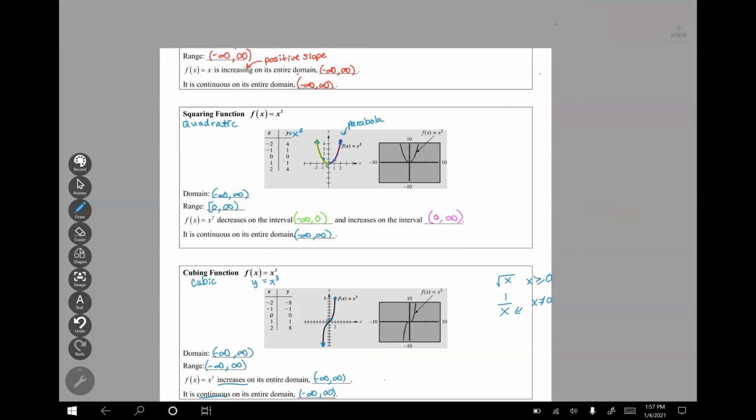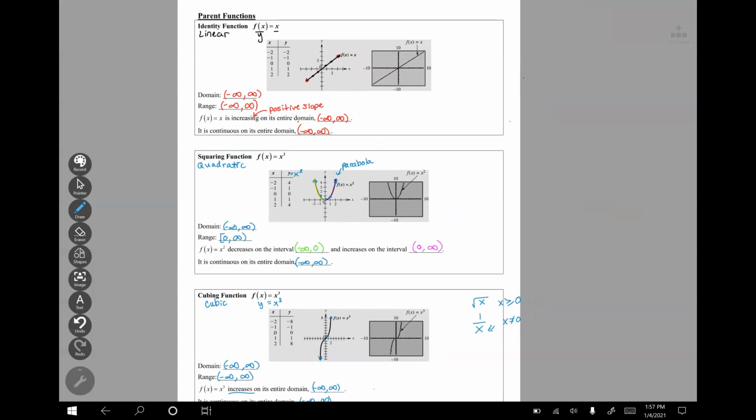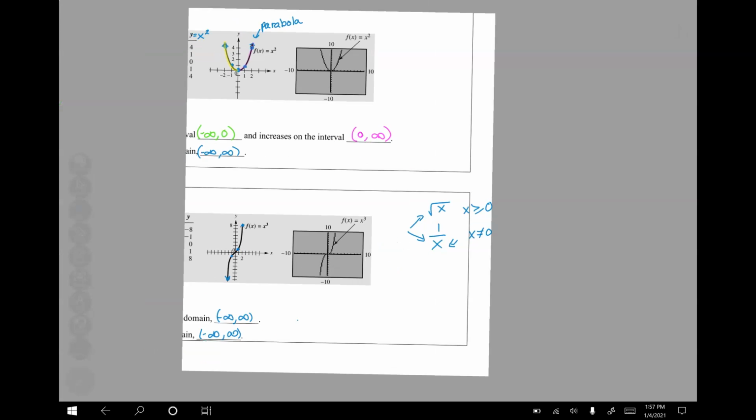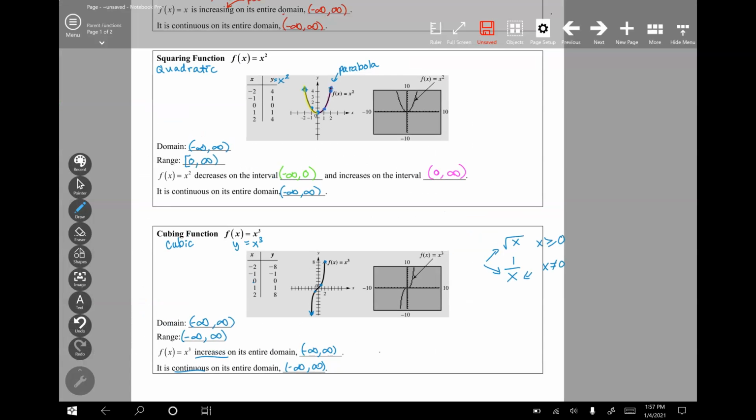Well, if you look at these three functions we've looked at, there's no fraction and there's no radical, which means the domain for all three of those is negative to positive infinity. Okay, so that really shouldn't come as a surprise, and you shouldn't need the graphs to figure that out, because again, of what we learned last semester, where the restrictions on the domain come from these two situations. All right, let's move on to the next page.